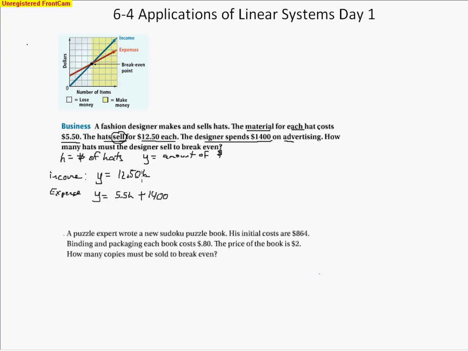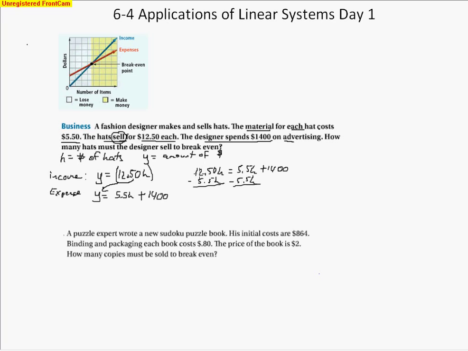So what we do from here is find the break-even point. I want to find out where the two lines cross, so I can use substitution. I can take that $12.50H and substitute it in for Y in the other equation. So I'm going to have $12.50H equals $5.50H plus $1,400. From that point, I'll subtract that $5.50H from both sides.